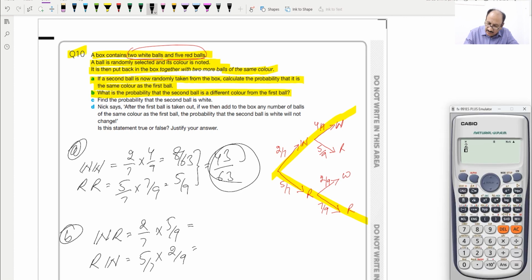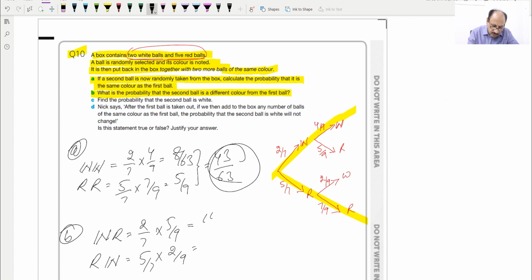So 2 over 7 into 5 over 9, and this will be equal to 10 over 63. This will also be 10 over 63, and by adding both we will get 20 over 63, and this will be the answer for B part. A part, B part we have done.